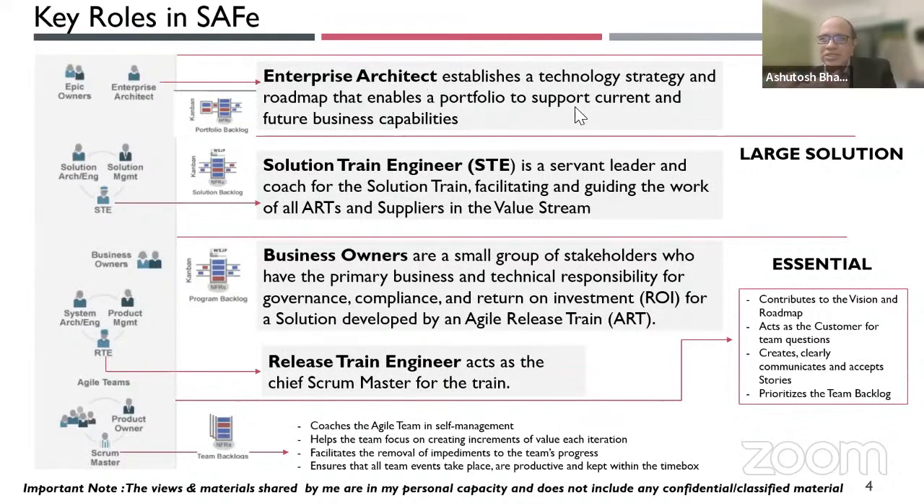Now here you can clearly see, you will be overwhelmed with the number of roles you are seeing on the left hand side of that vertical panel. You have epic owners, enterprise architects, solution train engineer, solution management, solution architect, business owners, product management, and the RTE, release train engineer, which is what we are going to talk about today. And then of course, in the essential layer, you have the agile team, the product owner, and the scrum master. In this slide, I have tried to briefly describe the roles these people are playing. But of course, the focus of this webinar today will be on the role of an RTE.